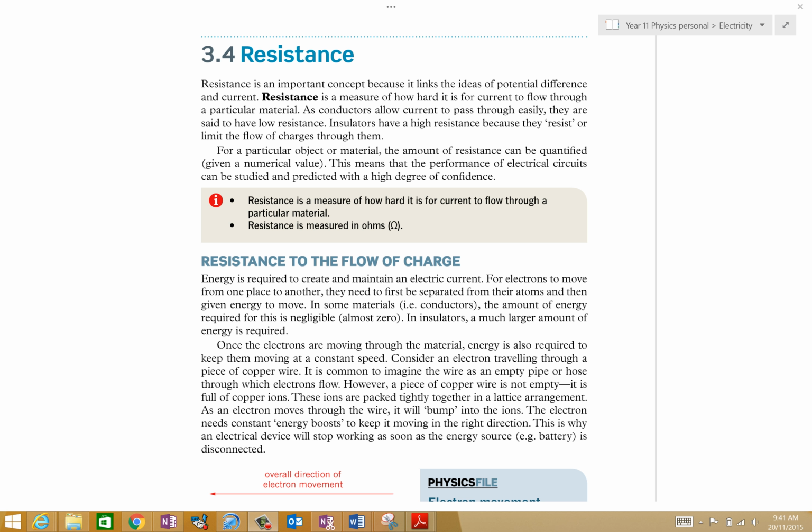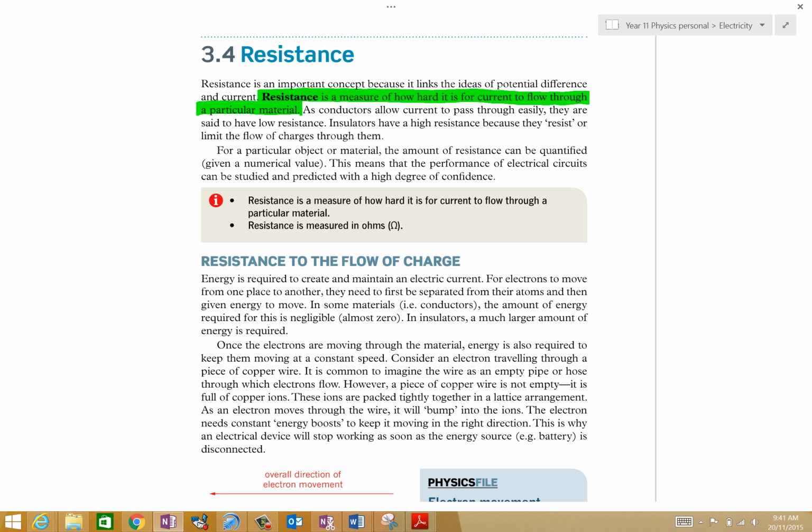First of all, resistance is a measure of how hard it is for current to flow through a particular material. Does that mean that it won't flow through the material? No, it just means that it could slow the current down as such, if it was enough resistance. For example, an insulator is a very good example, something with a high resistance.